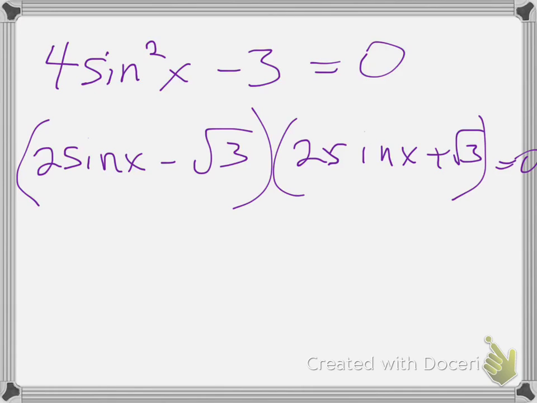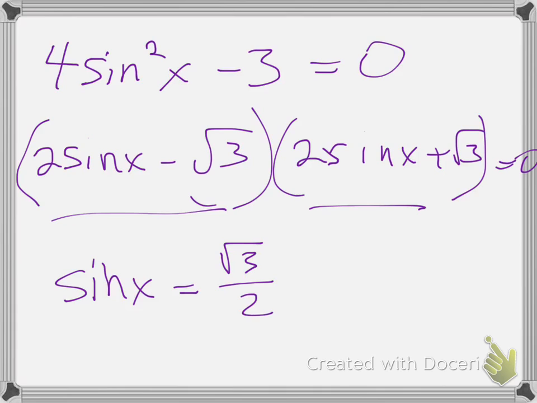All right, and then we would be able to set each factor equal to 0, and we would get sine x equals, if you add the square root of 3 and divide by 2, you get positive square root of 3 over 2. And for this one, you would subtract square root of 3 and divide. So sine of x is plus or minus the square root of 3 over 2, and we could use that information and our table to find out what x is.